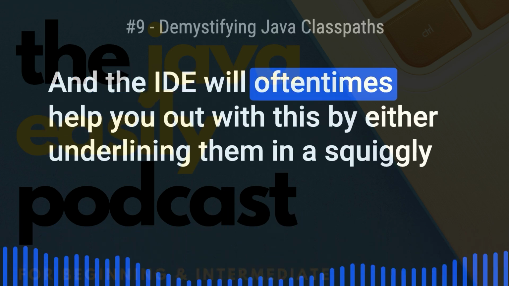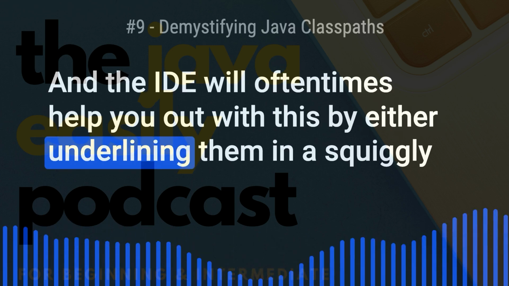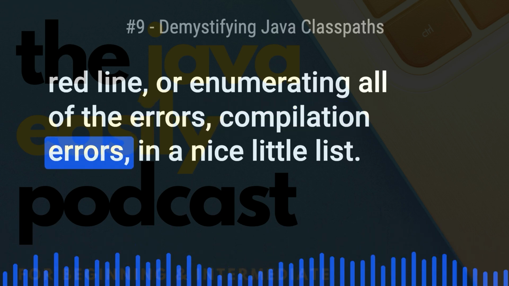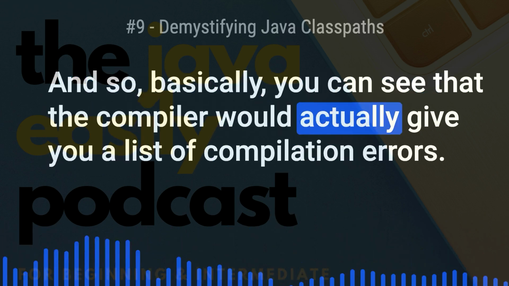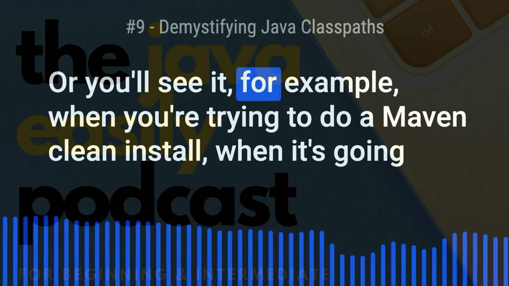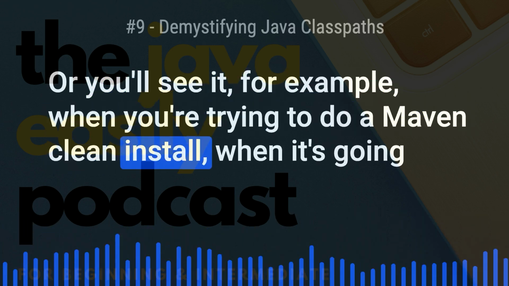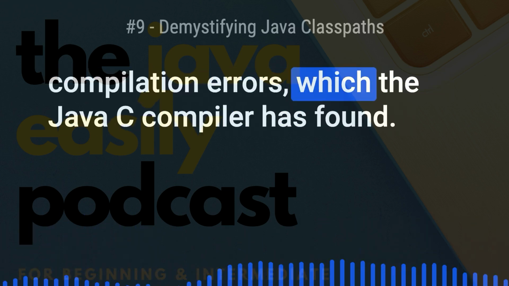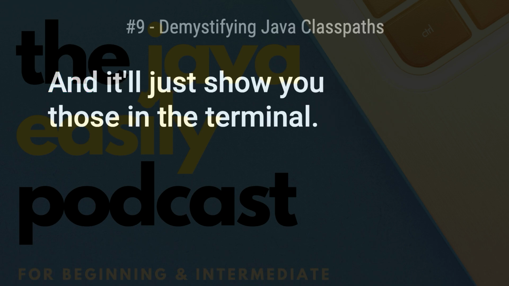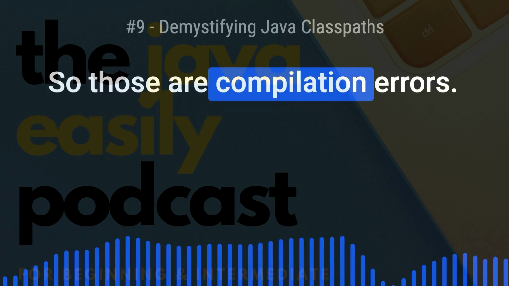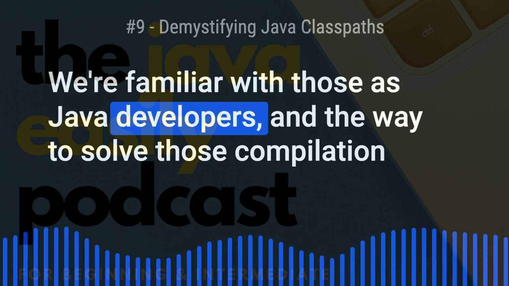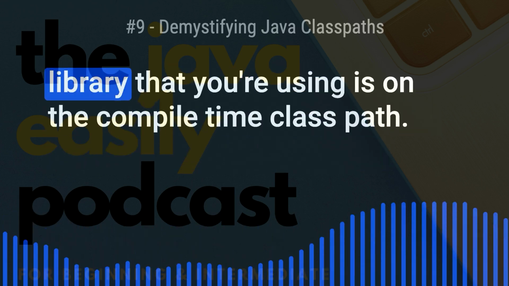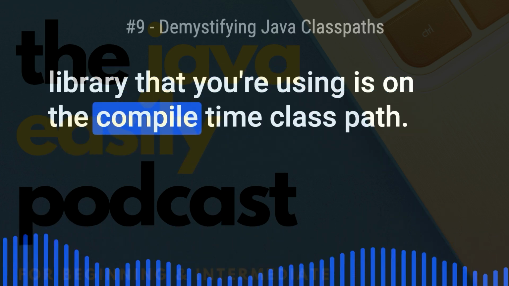The IDE will oftentimes help you out with this by either underlining them in a squiggly red line or enumerating all of the compilation errors in a nice little list with these red X's. Or you'll see it, for example, when you're trying to do a Maven clean install, when it's going through the compilation phase, and it'll just give you a list of compilation errors which the javac compiler has found, and it'll just show you those in the terminal. So those are compilation errors. We're familiar with those as Java developers, and the way to solve those compilation errors is to ensure that the library that you're using is on the compile time class path.